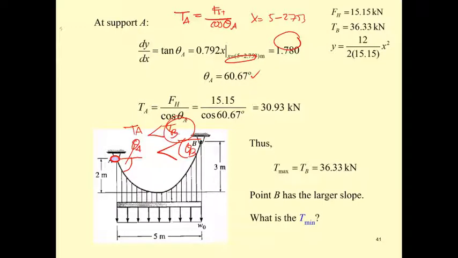Okay, T min is going to be what? T min is always going to be F sub H. For this case, you have the lowest point at the zero slope. And how will you decide the cable? Mechanics of materials, you can decide it.